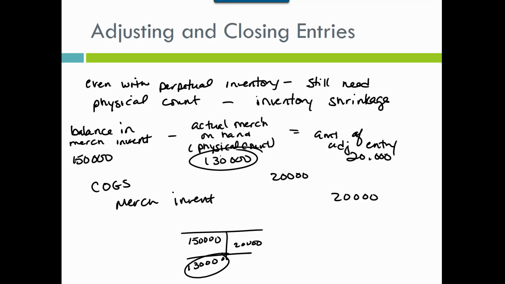And there are some places that will actually have a separate account for inventory shrinkage instead of just putting it to cost of goods sold. But ultimately, it is a cost of selling for you. So that's just kind of how we count that.